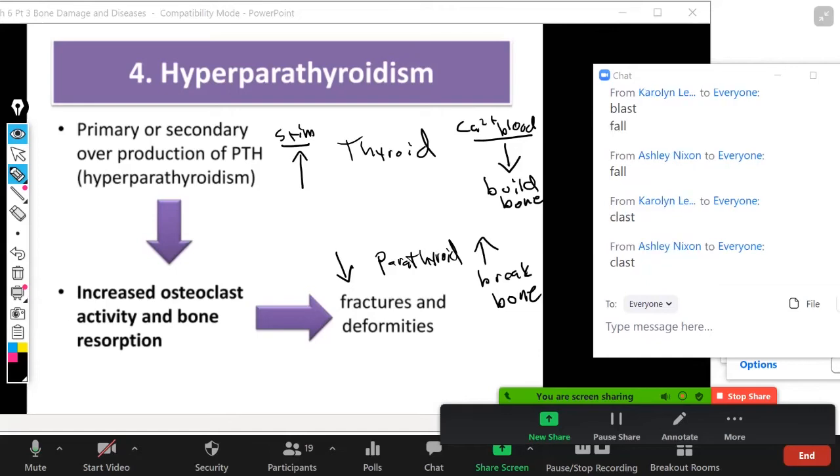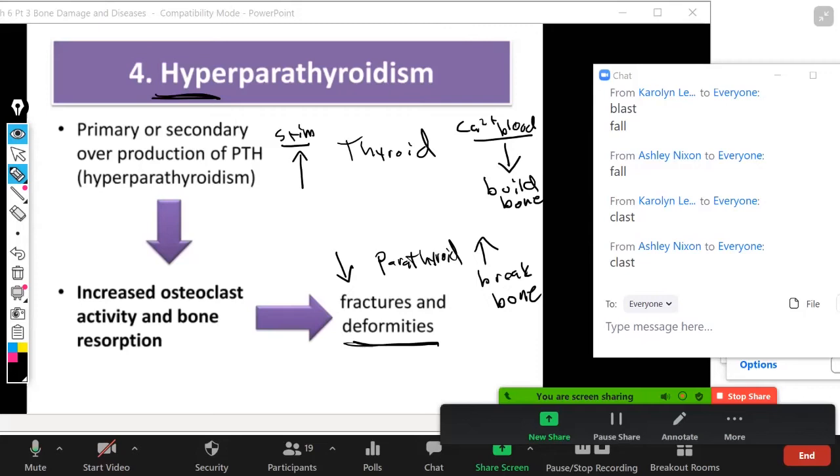You got it. So if you have hyperparathyroidism, hyper means above, that means that your parathyroid is going to be producing too much PTH, parathyroid hormone, which will stimulate those clasts, which will break down the bone and release the calcium into the blood. So your bone gets broken down too fast. And so that, of course, can result in fragile bones.